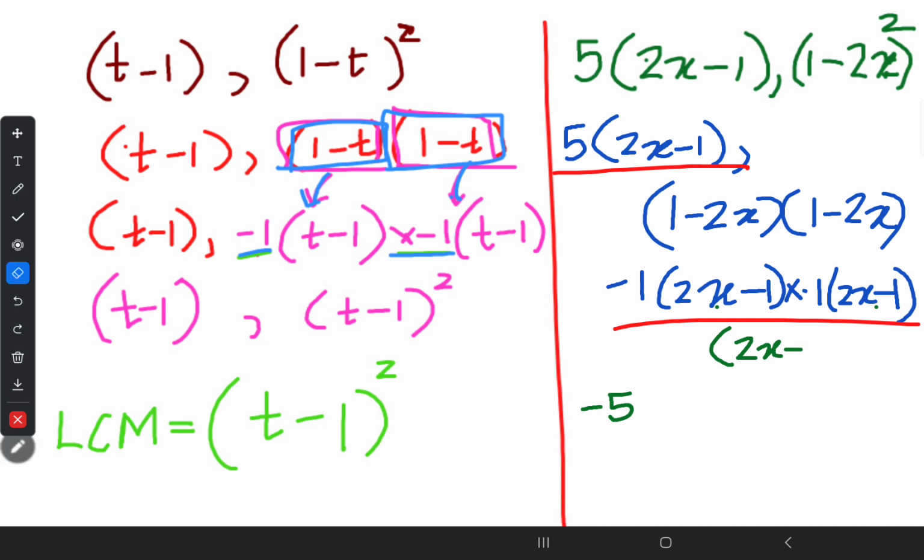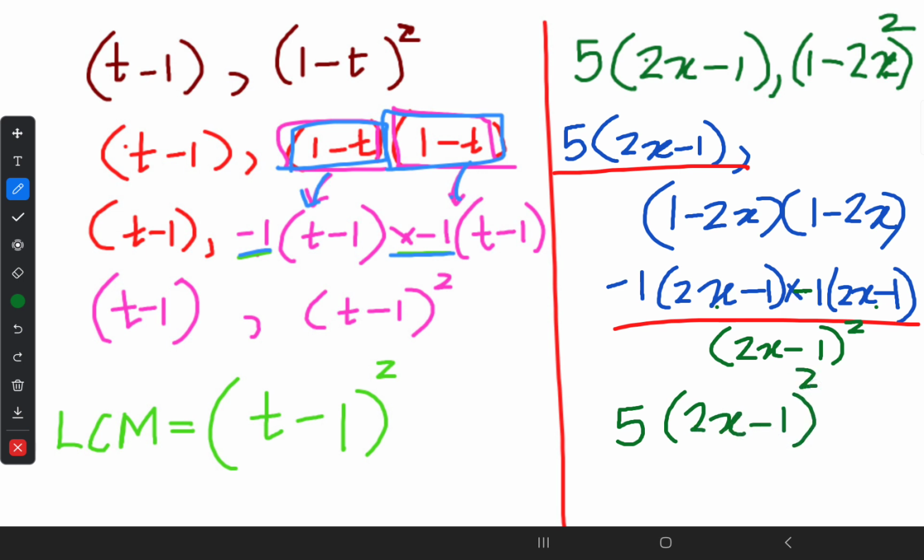Sorry, not negative 1. Negative 1 multiplied by negative 1 will become positive 1, so no need to indicate the positive 1. Then negative (2x minus 1) multiplied by (2x minus 1) becomes (2x minus 1) whole square. So here in this case, we will write 5. 5 is the numerical common factor, and in the bases (2x minus 1), here (2x minus 1) whole square. So that would be the answer: 5 times (2x minus 1) whole square.